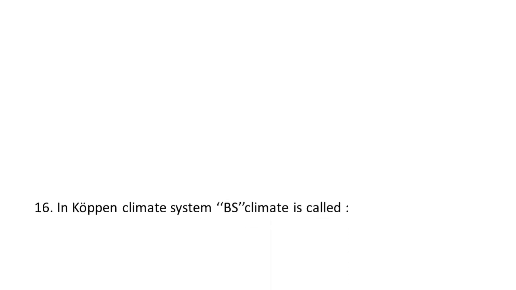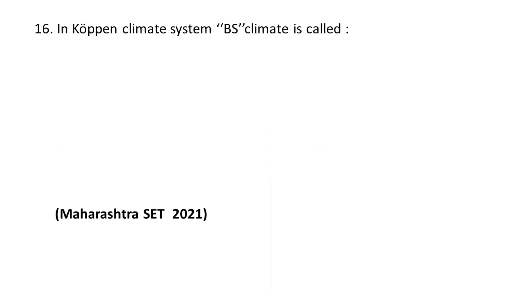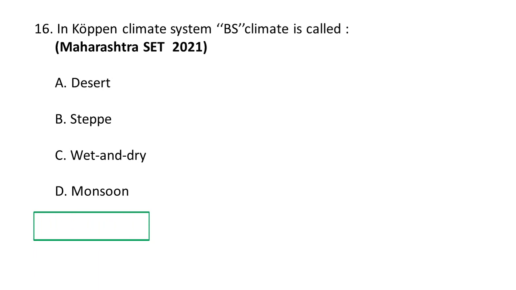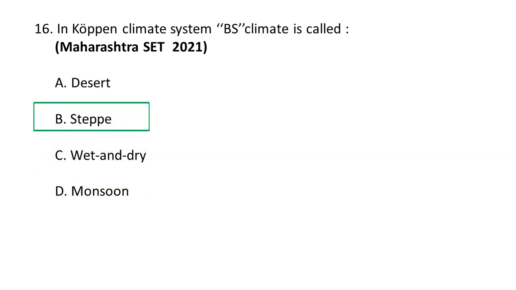Next question. In Köppen climate system, BS climate is called as A. Desert, B. Steppe, C. Wet and dry and D. Monsoon. So the correct option is B. Steppe. The BS climate in the Köppen climate classification system is known as the steppe climate. The BS climate is a dry semi-arid climate. B. Steppe is the correct option.